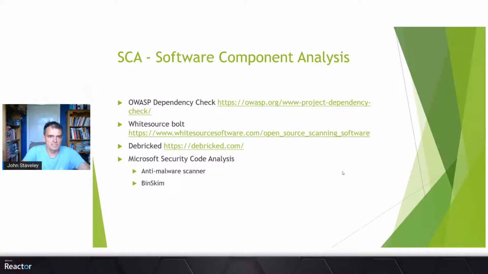So next up is software component analysis. So this is kind of like the NuGet packages you're using, whether it's NuGet or npm. There's a couple of options here that I've used. I've used OWASP dependency check, WhiteSource Bolt, and Debricked, which are all very good and have different pluses and minuses. Also, we can look at Microsoft Secure Code Analysis, anti-malware scanner, and BinSkim. So we're going through each of those.